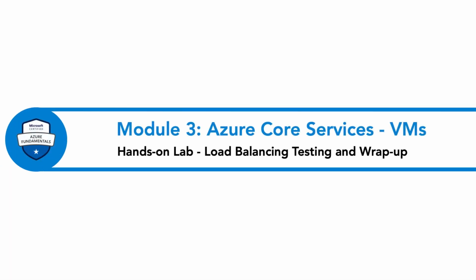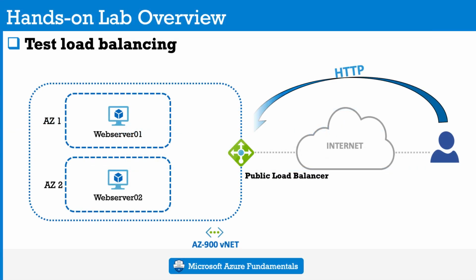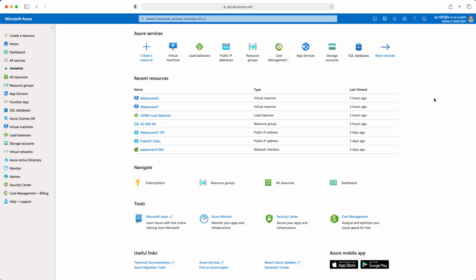In this lecture, we are going to test our load balancing setup. In order to do this, we will initiate multiple HTTP connections to the public IP address of our load balancer. The load balancer will evenly distribute the traffic to the backend pool virtual machines, so we should see alternatively both Web Server 01 and Web Server 02 landing pages. So let's switch over now to Azure Portal and investigate together our setup.